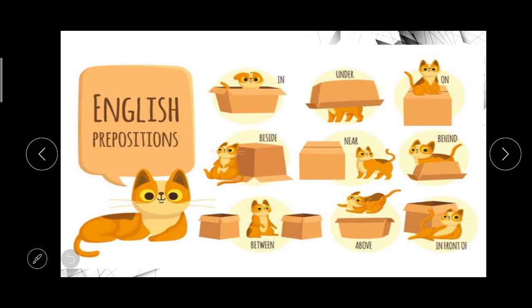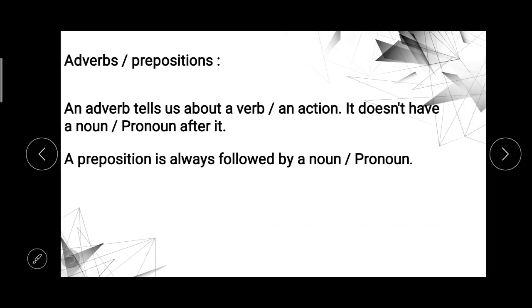Okay, now students, please do not get confused between adverbs and preposition. An adverb mainly tells us about a verb or an action, and it doesn't have a noun or pronoun after it. Whereas a preposition is always followed by a noun or a pronoun, because in the last class we have learned adverbs, so you may get some confusion between the two. So that's why I have shown you the difference between the two here.